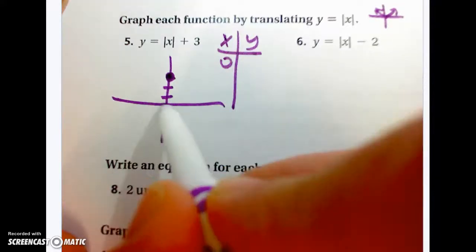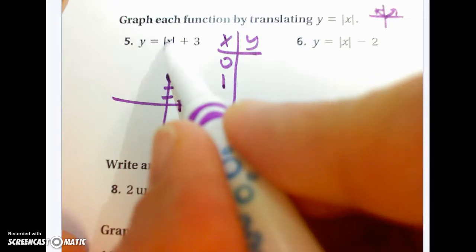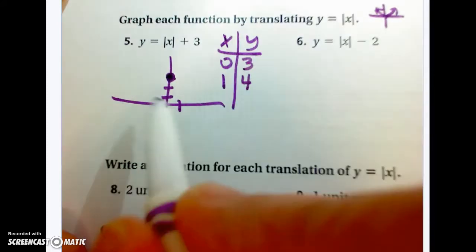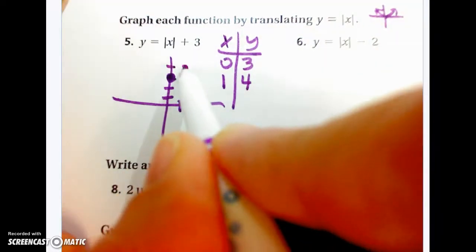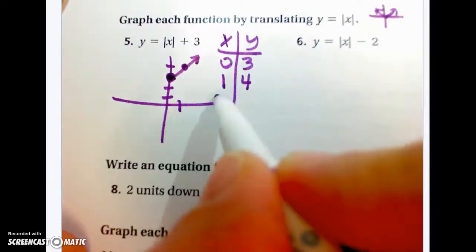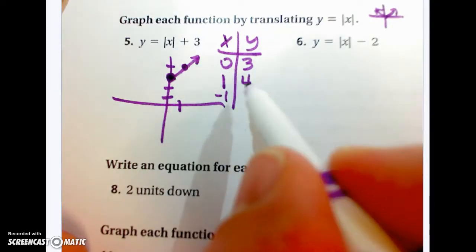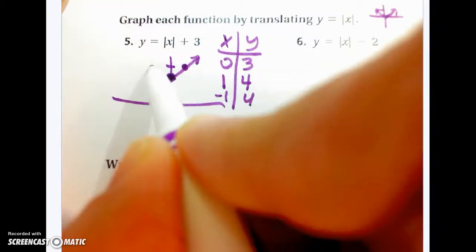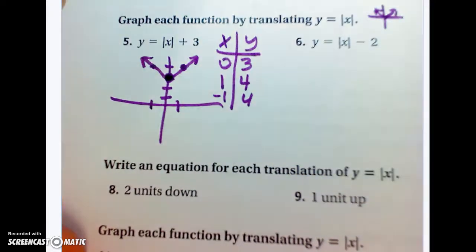If I put in 1, the absolute value of 1 is 1. 1 plus 3 is 4. So 1, 2, 3, 4. So I know the graph's going to go in that direction, but I want to see what's going to happen on the other side. When I put in a -1, we get an absolute value of 1. 1 plus 3 is 4 again. So at a -1, we end up at a +4.